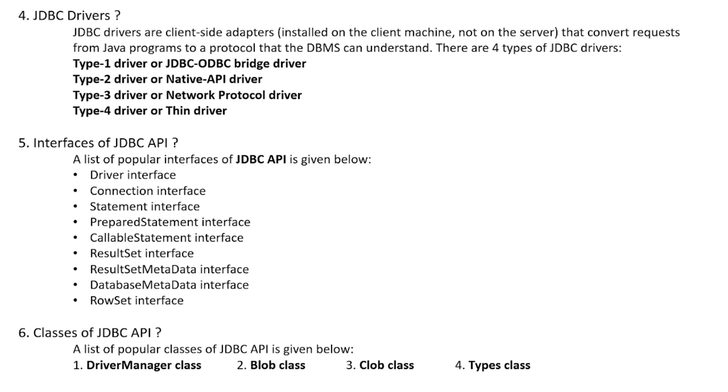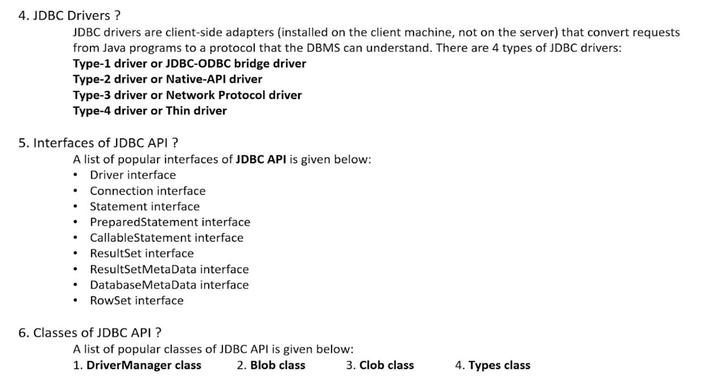Question 5. Interfaces of JDBC API. Answer. A list of popular interfaces of JDBC API is given below. Driver interface. Connection interface. Statement interface. Prepared statement interface. Callable statement interface. Result set interface. Result set metadata interface. Database metadata interface. Row set interface.